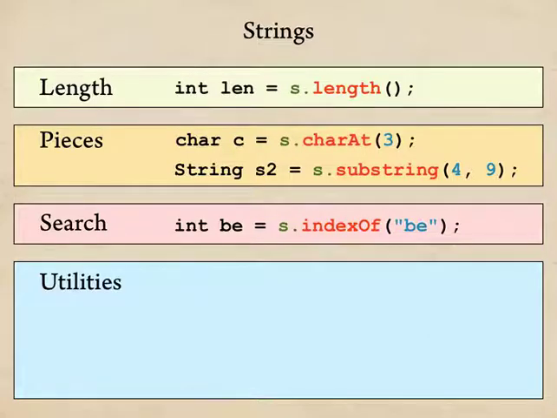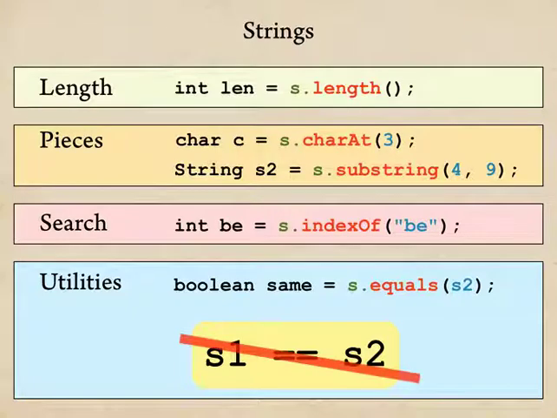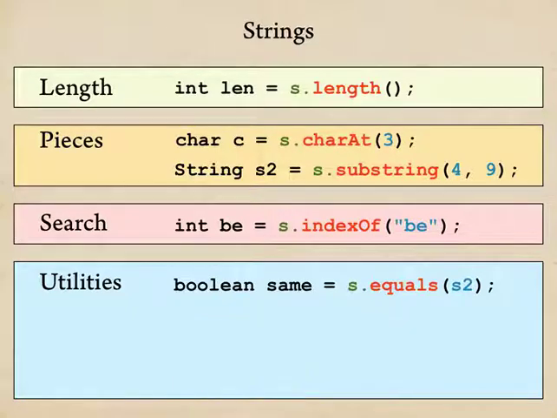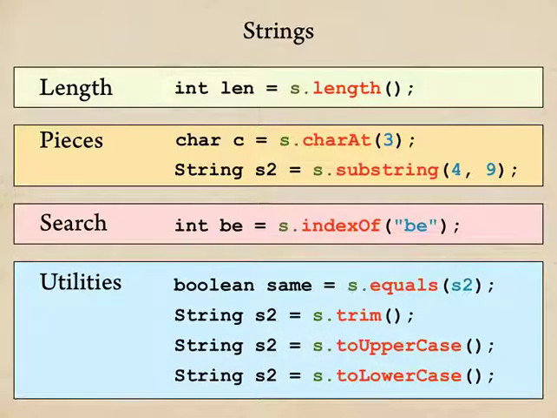Finally, there are a bunch of little handy utilities. We can test to see if two strings are the same by calling equals. Remember, if you want to test to see if two strings, say s1 and s2, are the same, you don't want to type s1 == s2. That just doesn't work for strings. To test if two strings are the same, we want to call equals. And then there's some handy things. Trim removes the blank space at the beginning and end of a string. And of course, we can convert a string all to uppercase or all to lowercase.